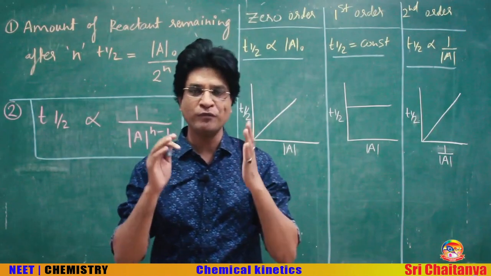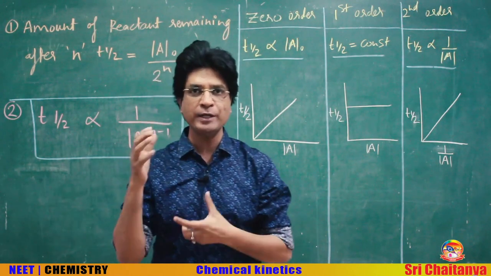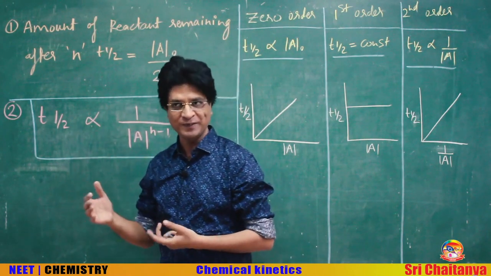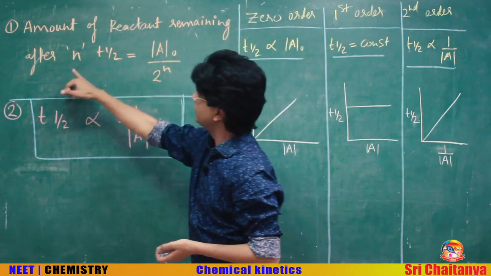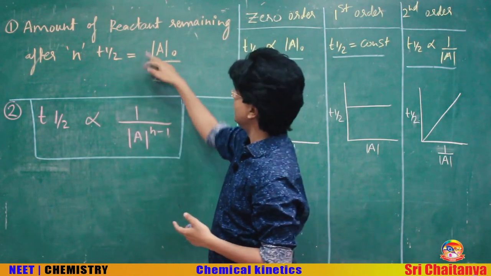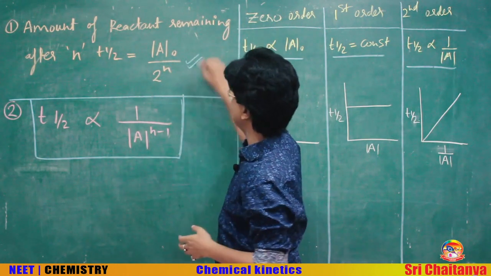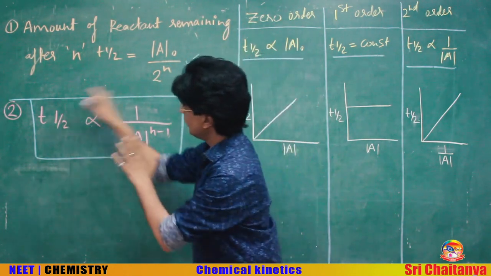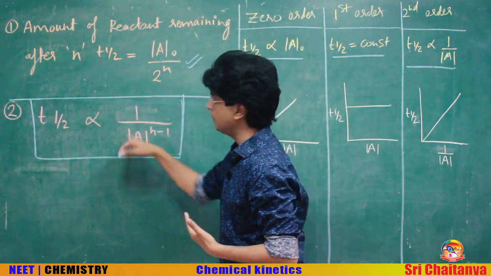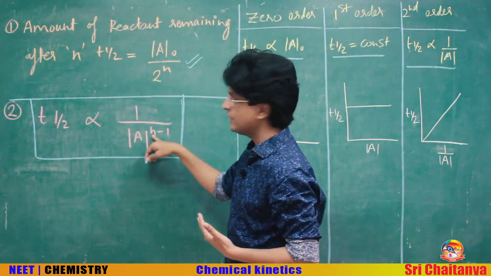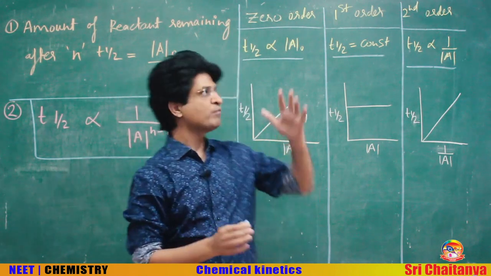We are in a very good position in terms of handling the questions of chemical kinetics. I just want to share a very important piece of information regarding half-life. The amount of reactant remaining after n half-lives will be A naught, the initial amount, upon 2 to the power of n. This is very crucial information. Then in general, for any order, the half-life is proportional to 1 upon A naught, the initial amount, to the power of n minus 1, where n is the order of reaction. This is very, very important.